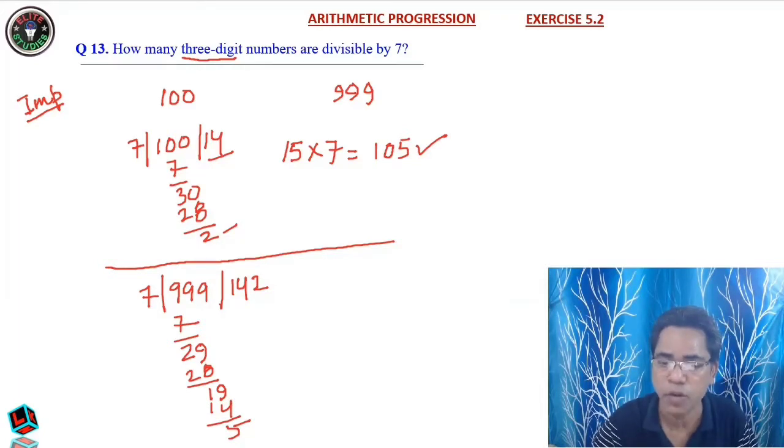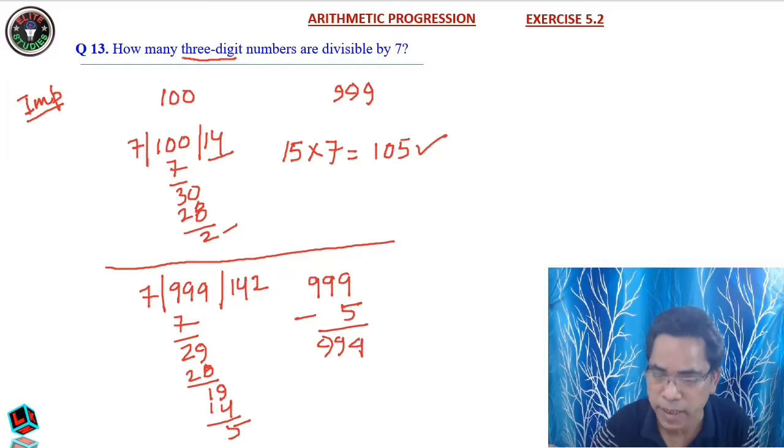So what to do? Simply you subtract it. 999 minus 5, you will get 4, and 9, and 9. So 994 is the largest 3-digit number which is divisible by 7. My dear students, this is very important. In every case it will be the same only.